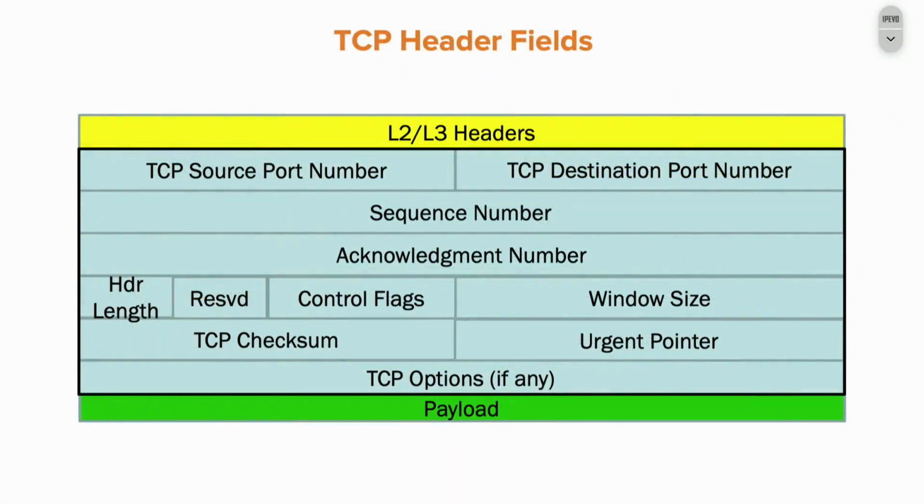And then we might have some TCP options, and this is why we have a header length, because the header of TCP is variable in size. And then we have our data after that, which in this case would be your HTTP data or your FTP data or something along those lines.